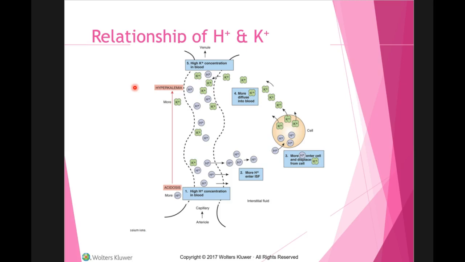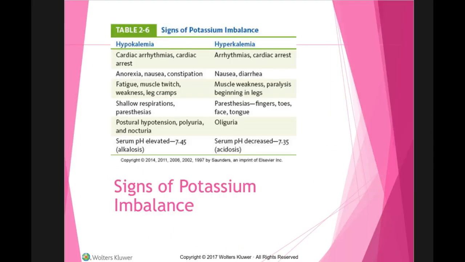And the reverse process occurs in alkalosis. So acidosis promotes hydrogen ion to be excreted by the kidney and the retention of potassium in the body. Just remember this when you discuss DKA in MedSurg. Here are the signs and symptoms of potassium alterations. You can see that the manifestations are related to nerve conduction, metabolism, and cardiac activity.